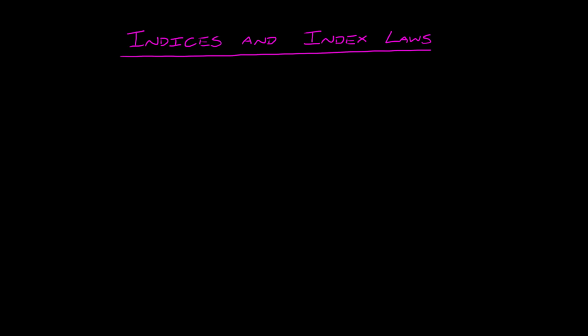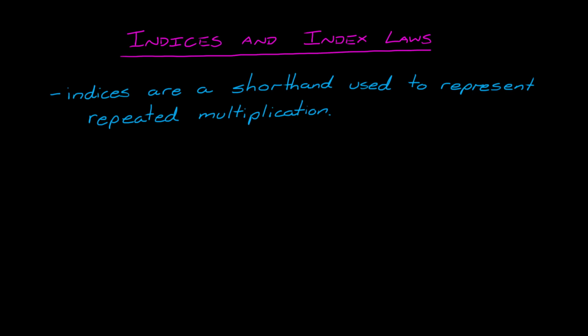Hi guys, so in today's video we're going to take a look at indices and at index laws. The first thing to know is that indices are a shorthand used to represent repeated multiplication. For example, 3 times 3 times 3 times 3 can be written in shorthand as 3 superscript 4.